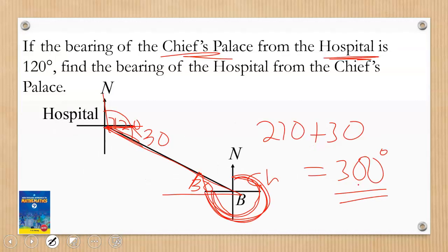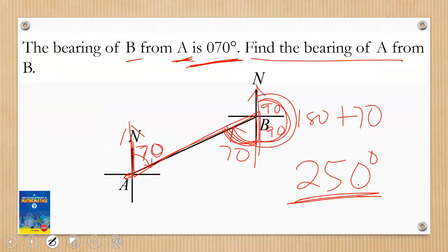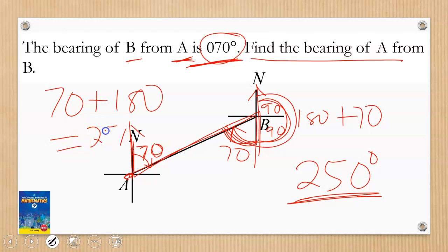Now let's go back and look at the first example that we had. The angle that was given was 70, and 70 is less than 180. So for us to get the reverse, just add 70 to 180, and that will give us 250. And that is exactly the answer we had here.